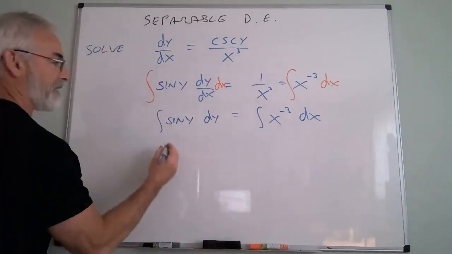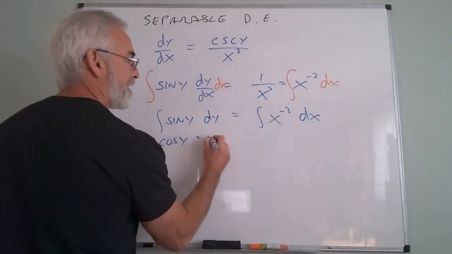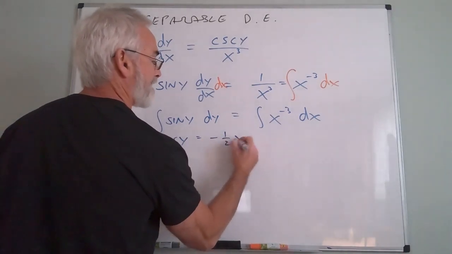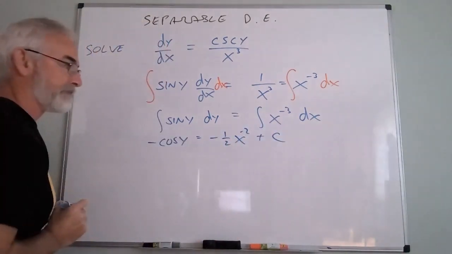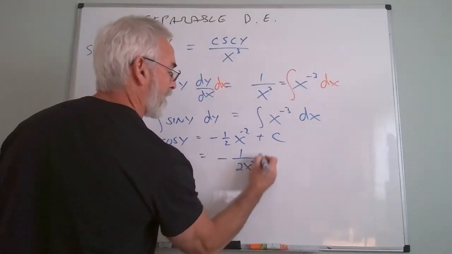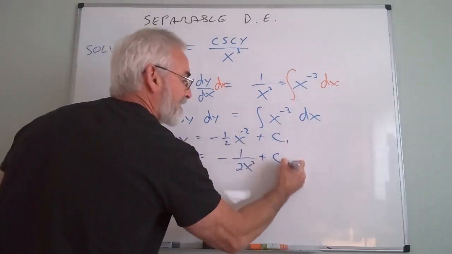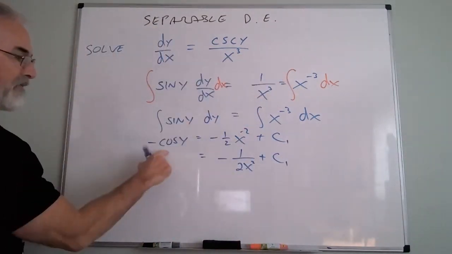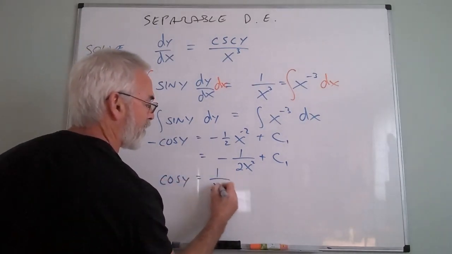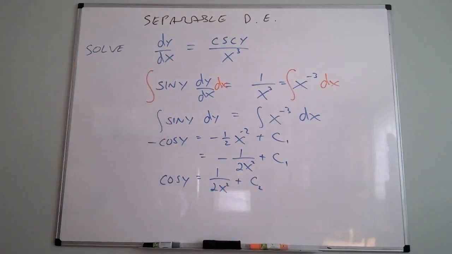So now when I integrate this, I'm going to get negative cos y equals negative, in this case, negative 1/2 x to the negative 2 plus c. That would be the same as negative 1 over 2x squared plus c. Let's call that c1. If I multiply through by negative 1, then I'd have positive cos y equals positive 1 over 2x squared, and then we'll call it plus c2. That's just the negative of c1.